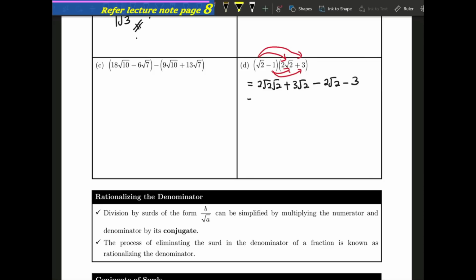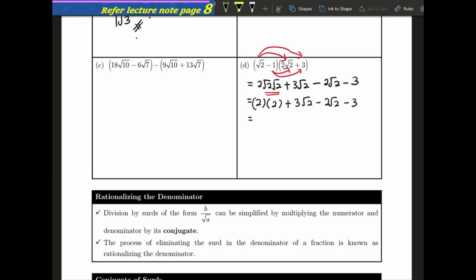Okay, now for this, surd 2. We have the property from before: surd A multiplied by surd A itself will become A. So the same thing happens here. Surd 2 multiplied by surd 2 will become 2. So here it will become 2 multiplied by 2 plus 3 surd 2 minus 2 surd 2 minus 3.